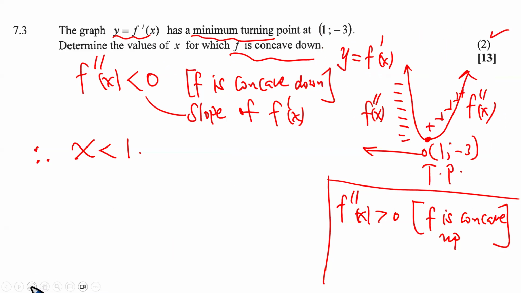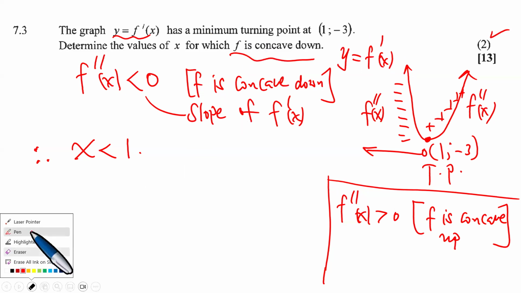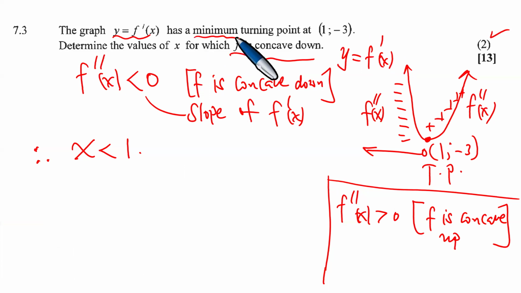And the minimum turning point is clearly at the point (1, -3). So this is the graph the examiner is describing in the first line. In the second line, the examiner says determine the values of x for which f is concave down. So what does it mean? F concave down means f double prime is less than 0.